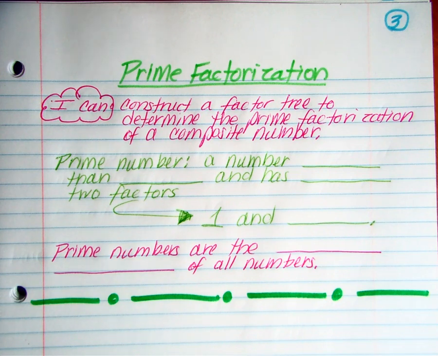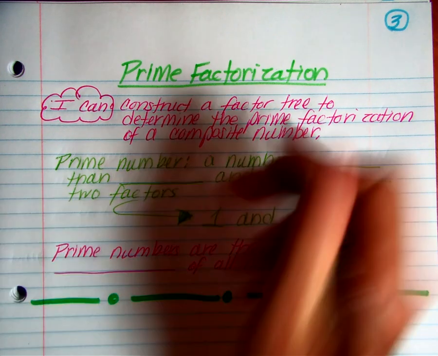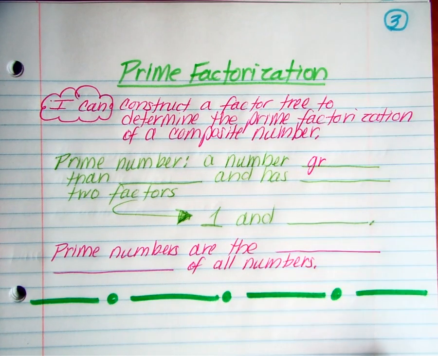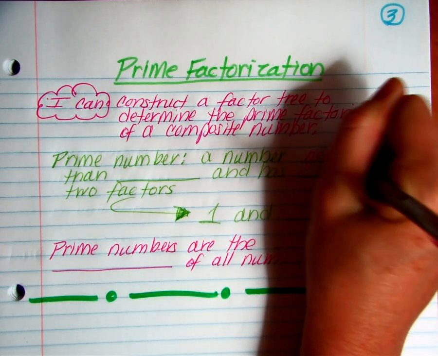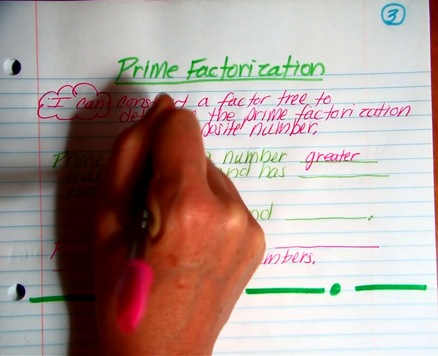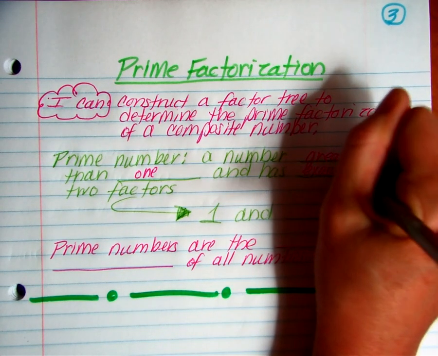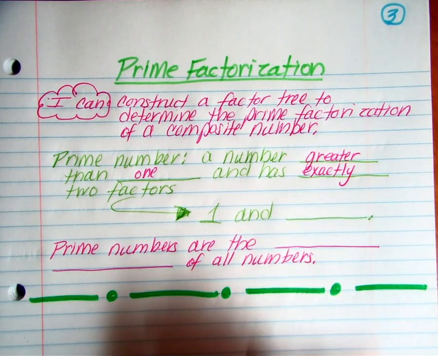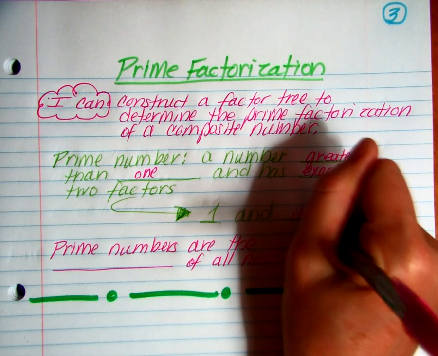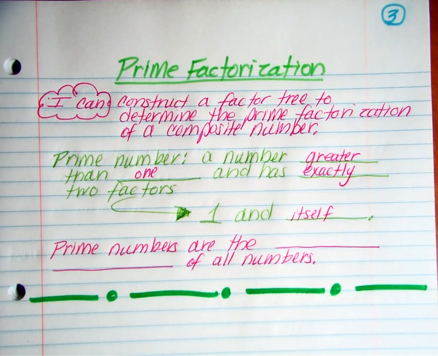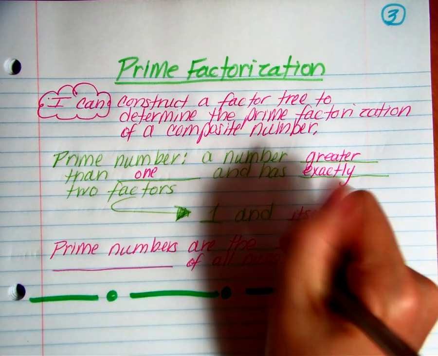Prime number, a number greater than 1, and has exactly two factors, 1 and itself. Prime numbers are called the building blocks of all numbers.